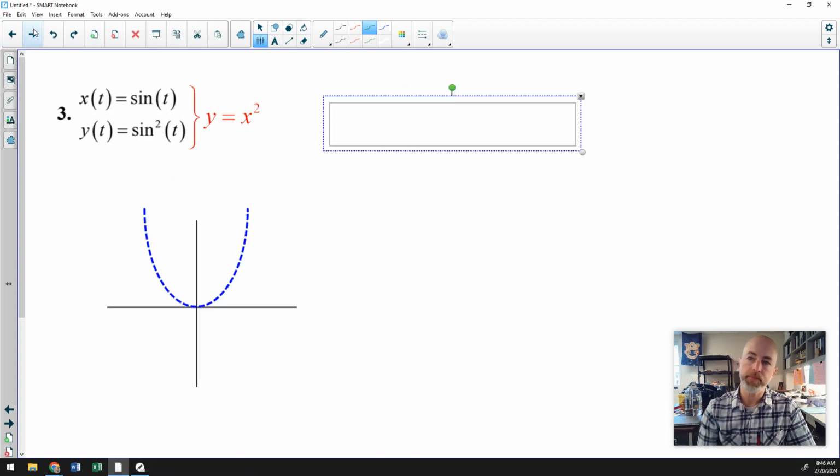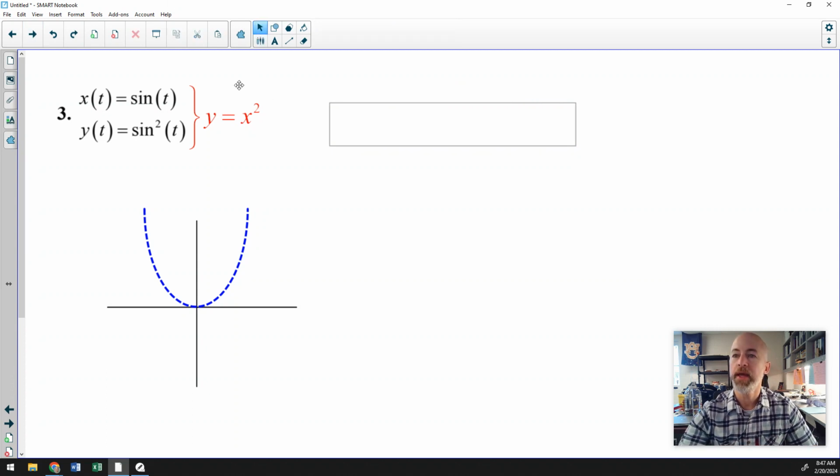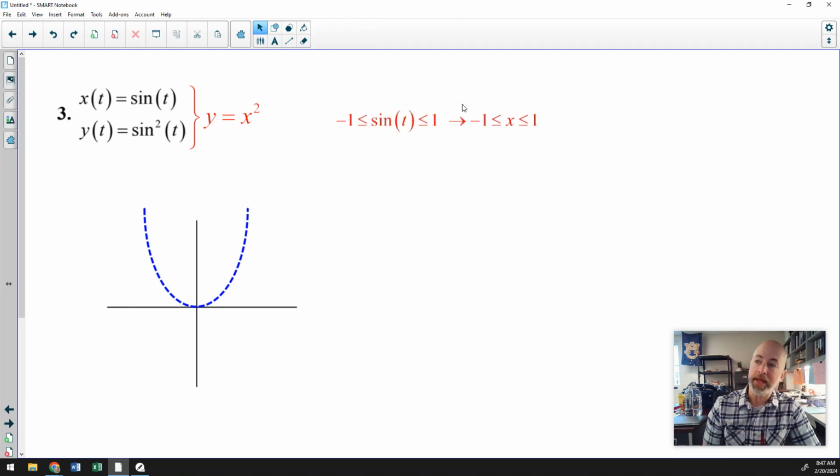And the last one, x is sine t, y is sine squared t. Again, if you remove the parameter, we have the exact same path of y equals x squared. But this one does something a little bit more interesting, because if you know your sine graph very well, you should know that sine is always contained between -1 and +1, which means my x coordinates will always be contained between -1 and +1. So while we do sit on the path of y equals x squared, this parametric graph will always be between x equals -1 and x equals +1.